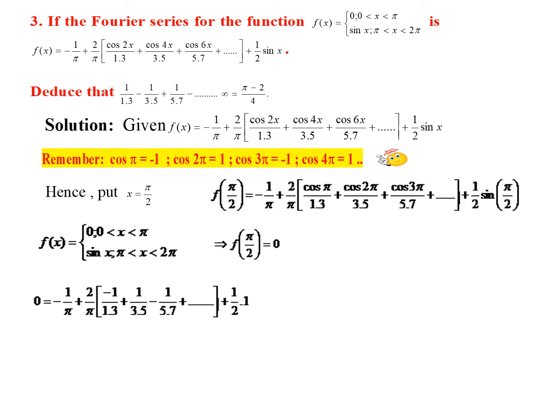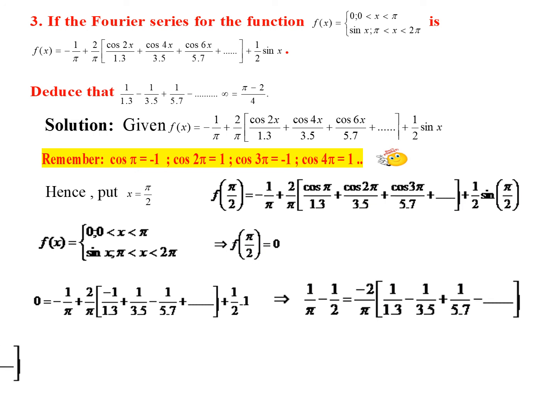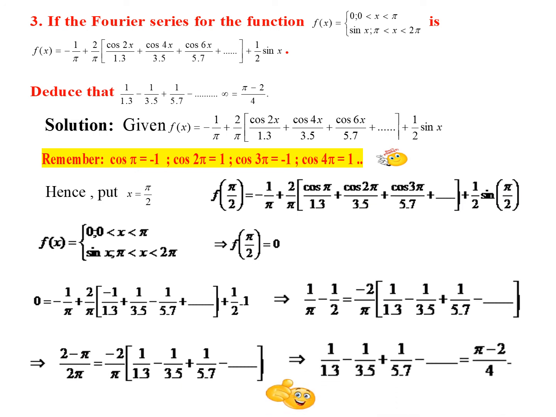So let us substitute f of pi by 2 in the series. 0 equals minus 1 by pi plus 2 by pi into cos pi, cos 2 pi, cos 3 pi, and all these you substitute respectively as minus 1, 1, minus 1, etc. And you get this series. Now from here, just make a small simplification, taking the LCM on the left side. So finally, the value of the series 1 by 1 into 3 minus 1 by 3 into 5 plus etc. is pi minus 2 by 4.